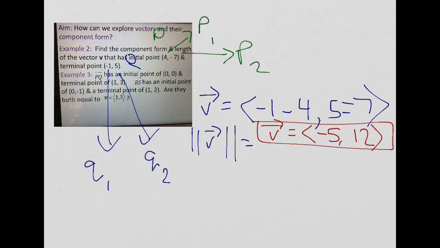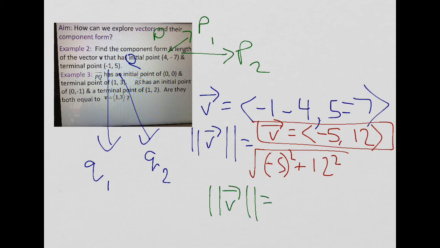Now we get to do our length or magnitude of vector v. Since we already found it in component form, we're just going to take the -5 and square it, and the 12 and square it. And that gives us 169. And the square root of 169 is exactly 13. If you can't simplify your radical, then you can just leave it in radical form, but at least leave it in your simplest radical form. This is example 2. Sorry for not labeling that.